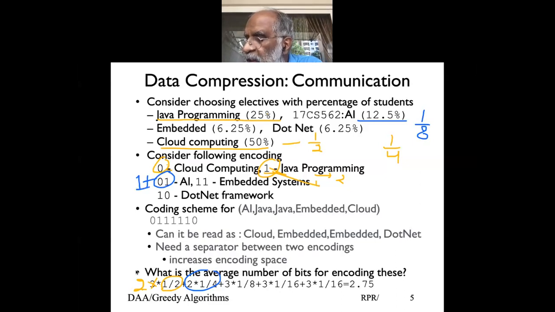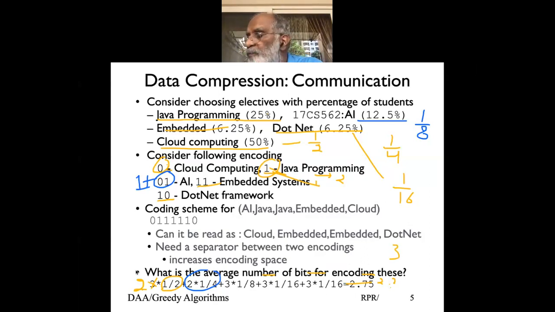So 3 into 1 by 8 for AI. Then if you look at .NET and embedded, each probability is 1 by 16. Again, embedded is 2 bits and .NET is 2 bits, plus 1 bit for the separator, so each takes 3 bits. So the total comes to something like this, I think 2.25 or so. This is certainly better than the previous where my average was 3, but there is a lot of confusion there.